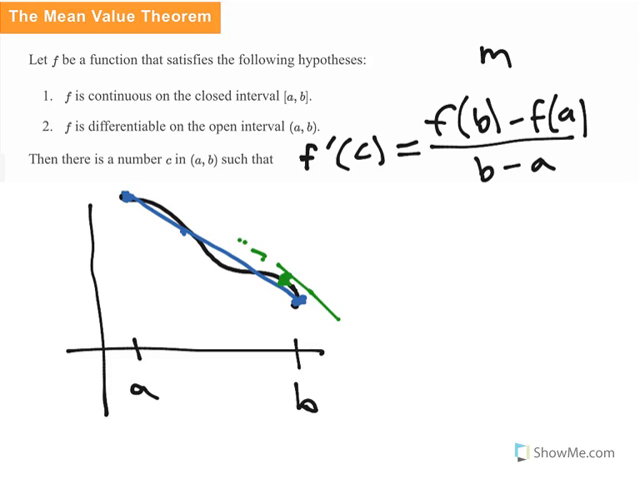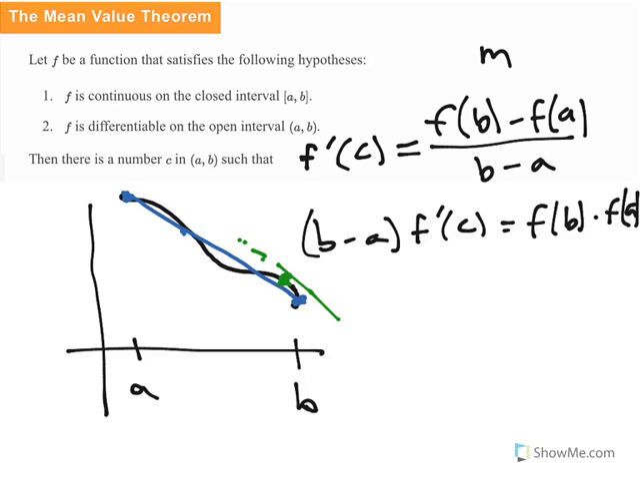Okay, by the way, another way to write this formula, if you think about multiplying both sides by b minus a, here's what you get. b minus a times f prime of c is equal to f of b minus f of a. This should actually look familiar. This should look a lot like the point slope form of a line, where this is like y minus y1 equals m times x minus x1.